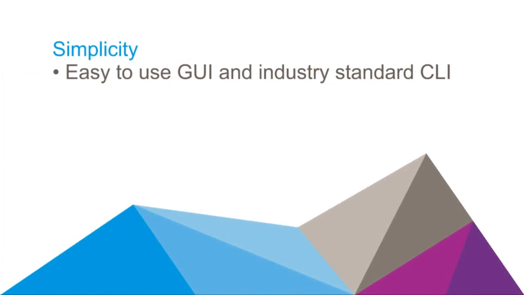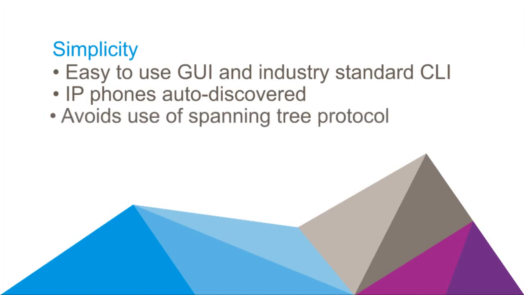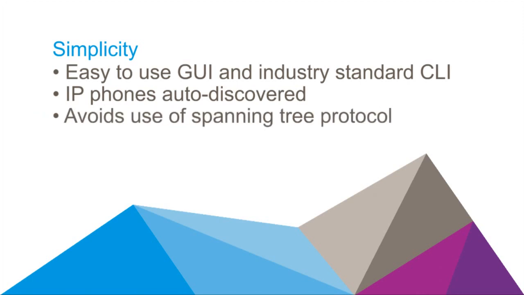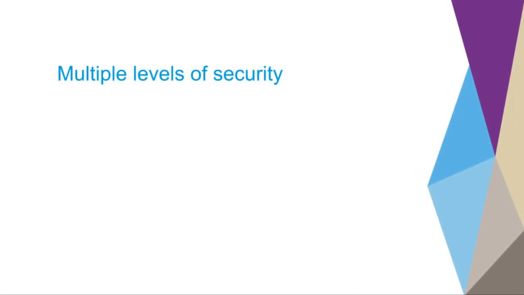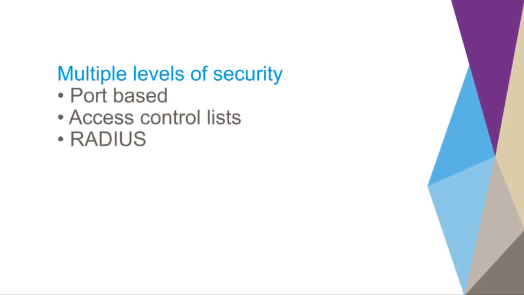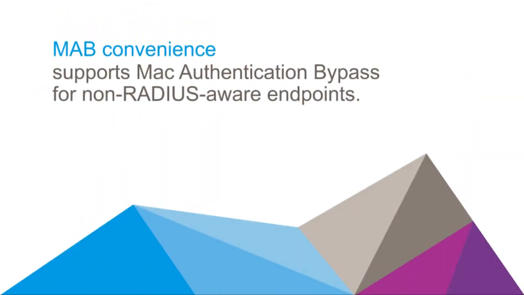The switches can be configured with a unique, easy-to-use, web-based interface as well as the industry-standard command line interface. The IP phones are auto-discovered, and this network design avoids the use of the spanning tree protocol, which is complex and difficult to configure. The network's distribution layer allows for the best of both worlds with redundant links, as well as advanced load balancing and seamless failover. The switches handle packet prioritization to deliver high QoS. In this design, the switches are all equipped with a redundant power supply in the unlikely event that a switch power supply should fail. The design offers multiple levels of security, including port-based, access control lists, and RADIUS. And Netgear switches support MAC authentication bypass for non-RADIUS aware endpoints.